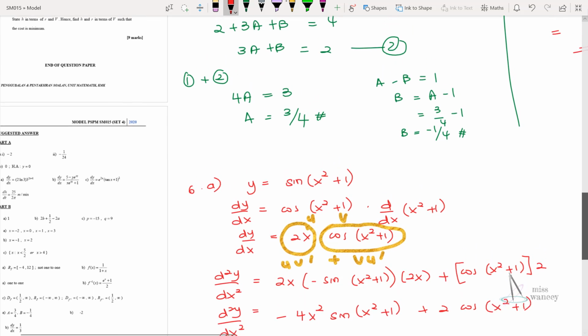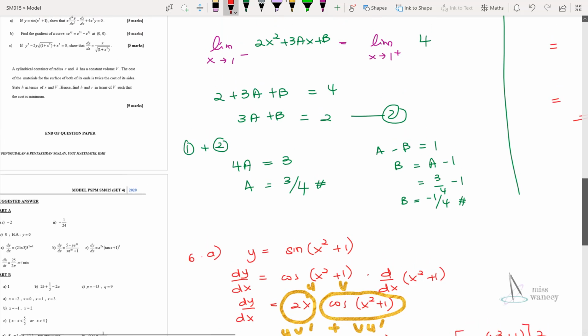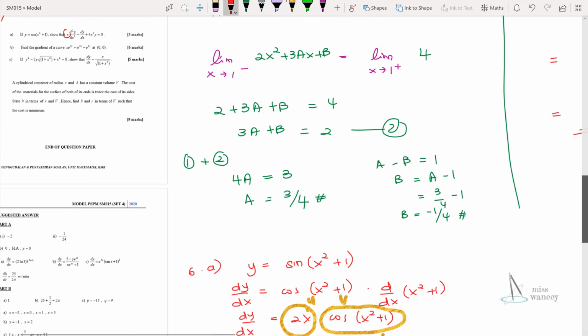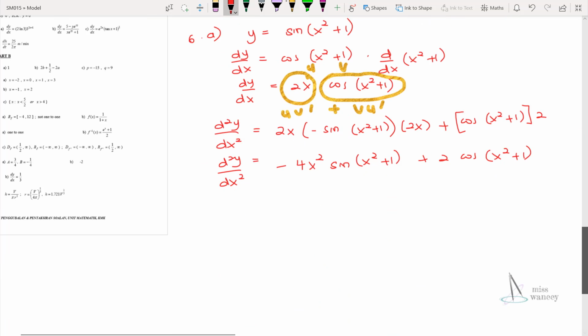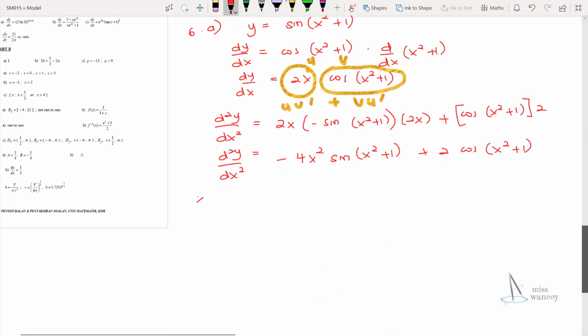Okay, so basically in the proving part, we do see something with x d2y over dx squared. So I'm going to times everything with x. So this is x d2y over dx squared equal to negative 4x cubed sine of x squared plus 1 plus 2x cos of x squared plus 1.